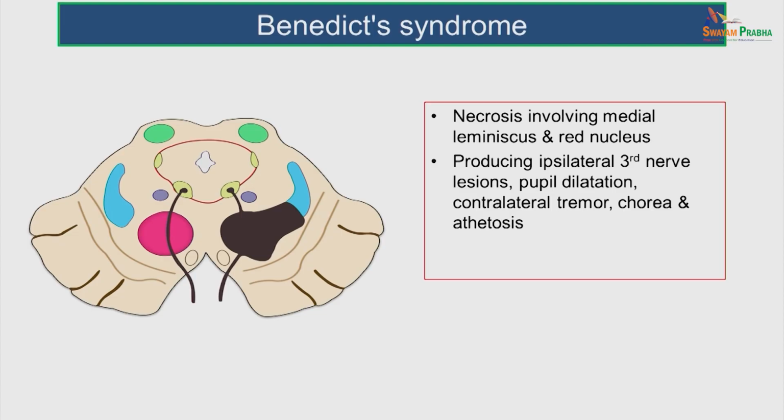Another syndrome is Benedict syndrome, where there is a necrosis involving the medial lemniscus and the red nucleus. You can appreciate here where it is. So, what happens if this is damaged? This causes ipsilateral, again you can see the third nerve is coming out, ipsilateral third nerve lesions and pupil dilatation, contralateral tremor, chorea and athetosis. So, this leads to a syndrome called Benedict's syndrome.